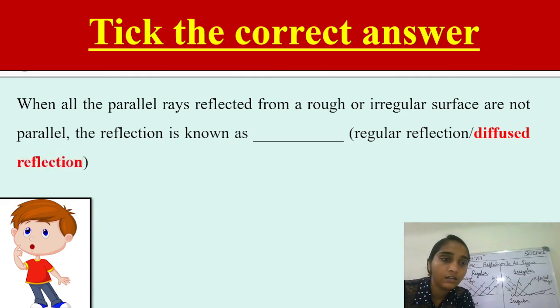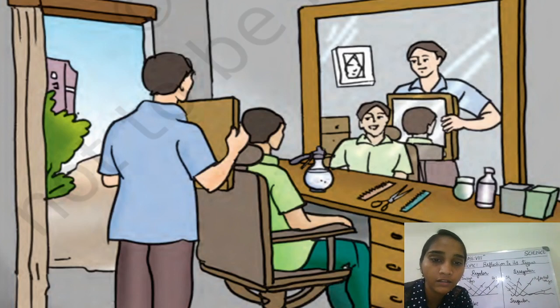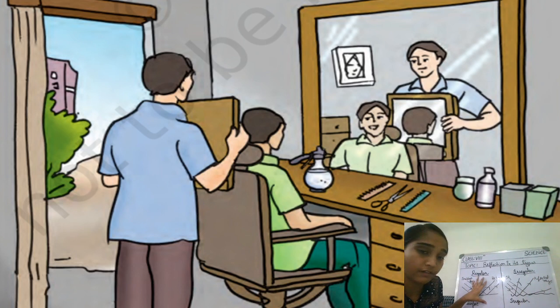Now students, let's move ahead. So I'm going to show you something. What is it? Yes, this is a barber shop, and we often visit barbers to get our hair cut. So students, what kind of reflection will be involved over here? First of all, tell me. Yes, regular reflection, because here the reflection is occurring through the mirror. So students, the incident ray strikes the mirror, and it will get reflected back.